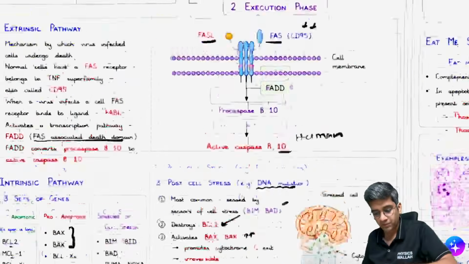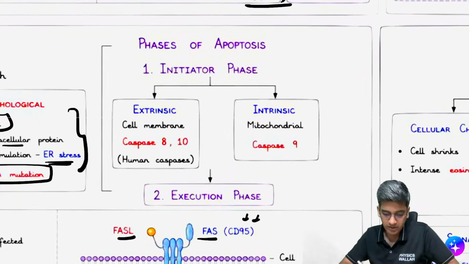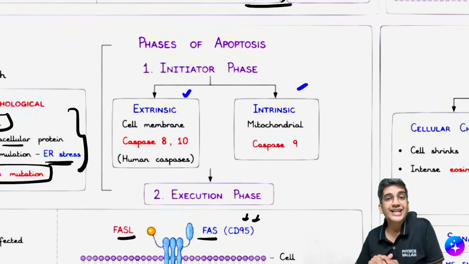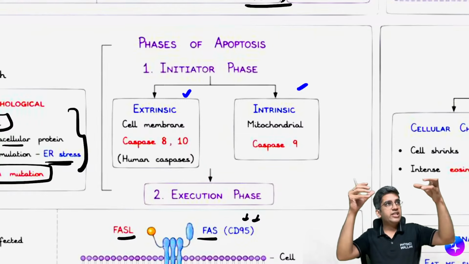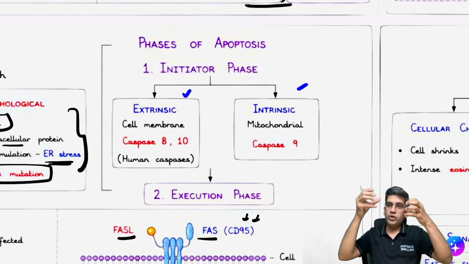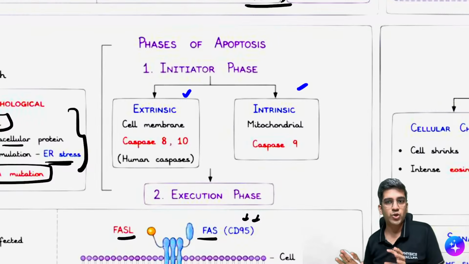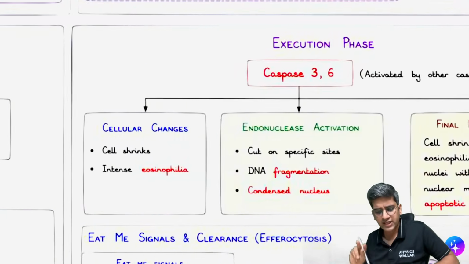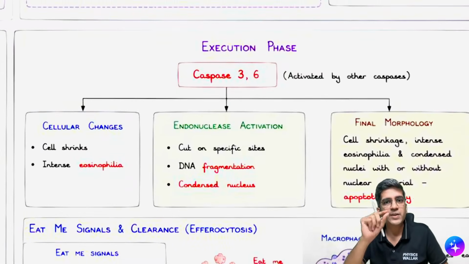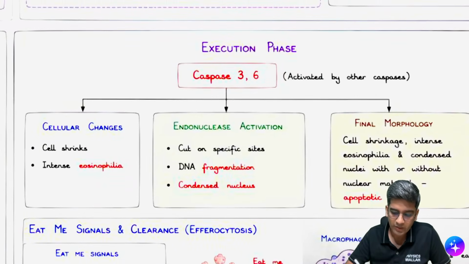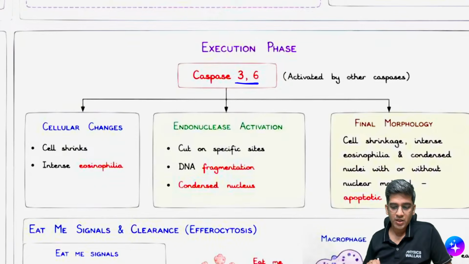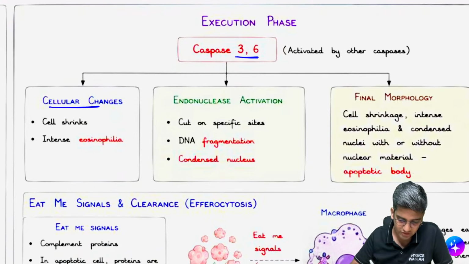I'll go back once again. What we have done till now is the initiation pathways. We have not looked at the execution pathway. Whether I initiate via cell membrane or mitochondria doesn't matter. It will definitely go downstream and cause cell death by the execution phase only. And what's the execution phase? It's common for both. Caspase 8 or 9 or 10 will activate caspase 3 or 6. Once they are activated, I'll have cellular changes.